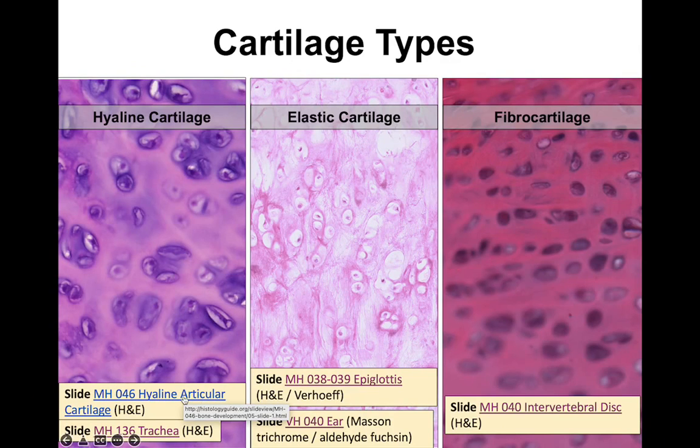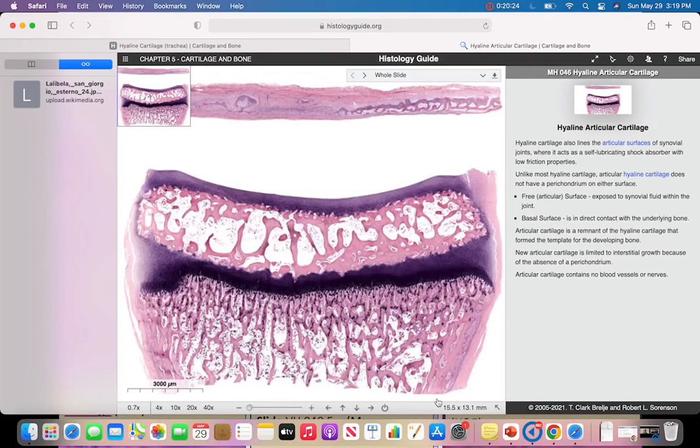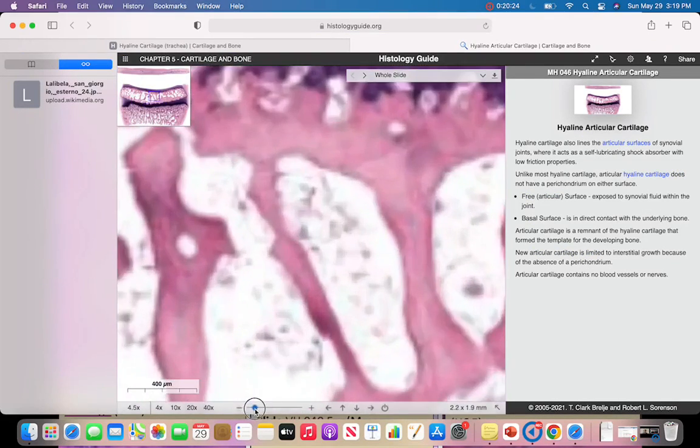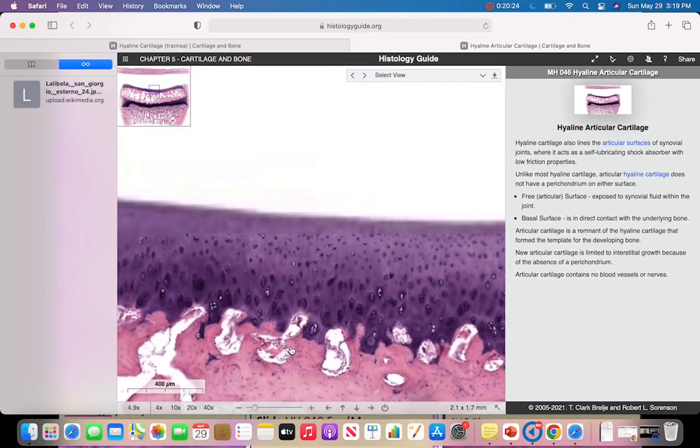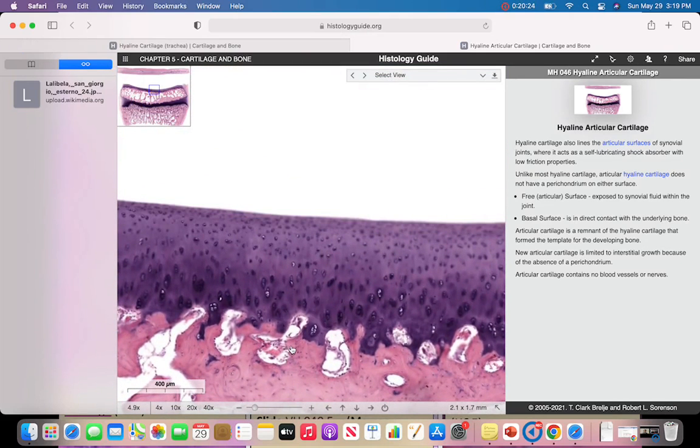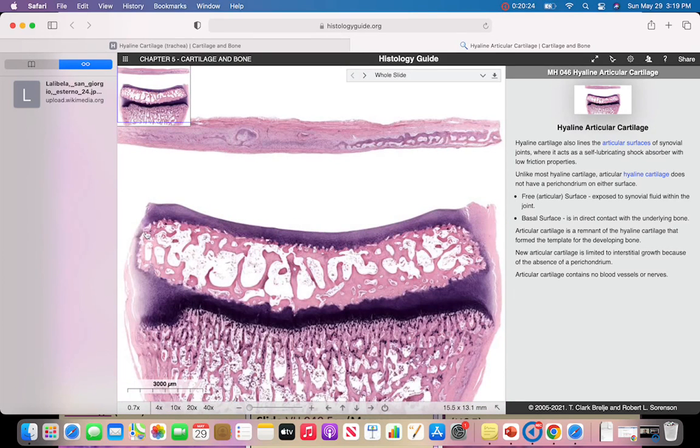The other example of hyaline cartilage is articular cartilage. As I have told you, it's a special type of hyaline cartilage. And what makes it special is it lacks perichondrium. So this is a section of long bone, and this is the articulating surface of a long bone. This articulating surface is covered with articular cartilage.